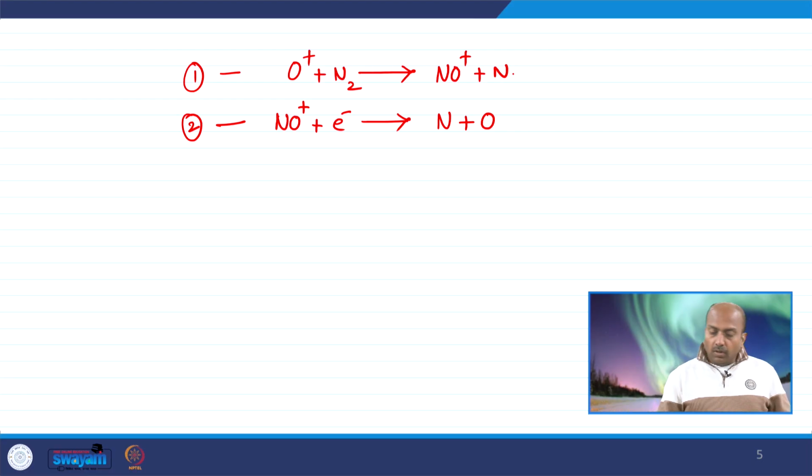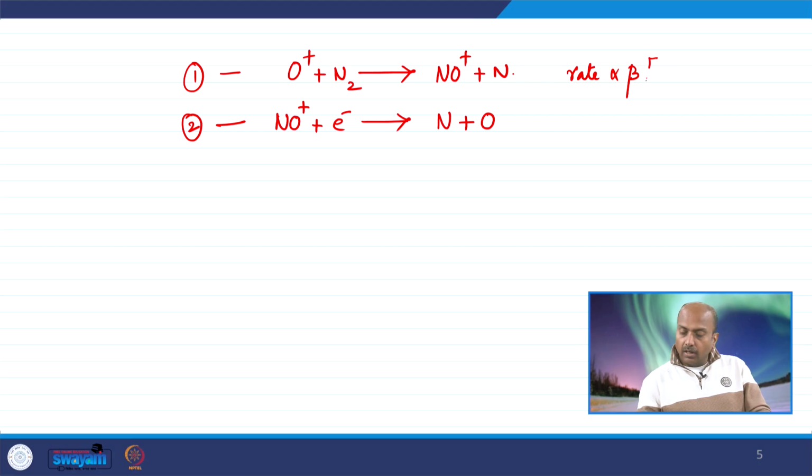Okay. Now, the first process, the rate at which this reaction proceeds, will be proportional to a constant beta times O plus. Of course, it will obviously depend on the availability of O plus, right? And then the second process proceeds at a rate which is proportional to NO plus times electron density.